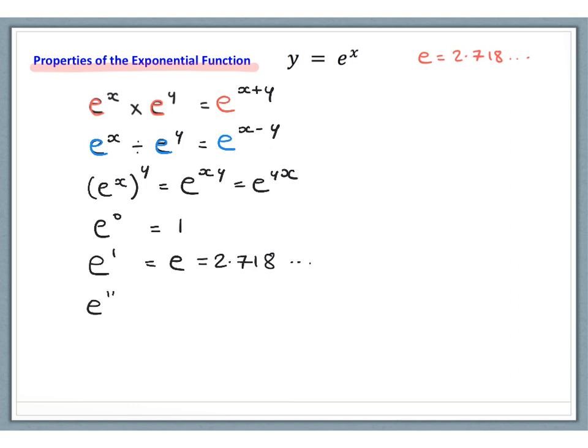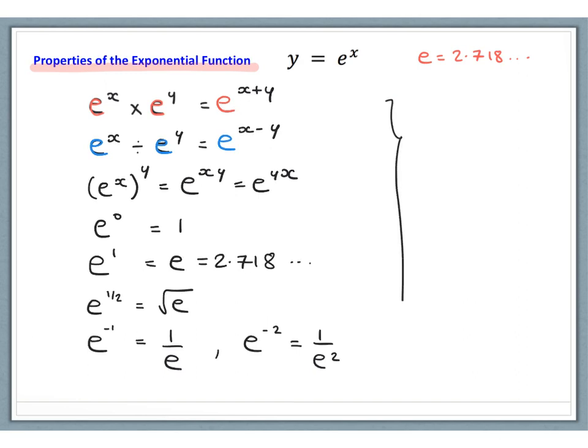For instance, e to the power of a half would simply be the square root of e. E to the power of negative 1 would simply equal 1 over e. E to the power of negative 2 would equal 1 over e squared. So these are all the laws of indices which we have seen before. And e will obey these in exactly the same way as any other number.